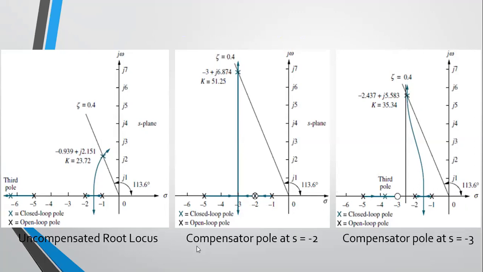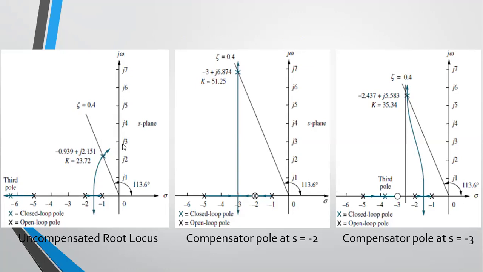So if you now add a compensator zero at s equal to -2, as you can see here, of course, your root locus has changed completely. You can again apply your rules, but you can see here when you add this zero at -2, you're actually cancelling the pole, so there's a zero-pole cancellation here, and your root locus simply has 2 branches now. So if you now draw again your damping ratio line at 0.4, it's crossing at this point here, which is -3 plus j6.874 at a gain K of 51.25. Okay.